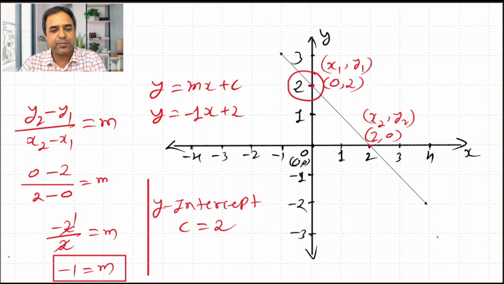So in the previous slide, what we saw is that with the help of an equation you can find out the gradient as well as the intercept. Similarly, with the help of a graph also you can easily find out the gradient and y-intercept. In the next class we will be taking many more examples related to this.